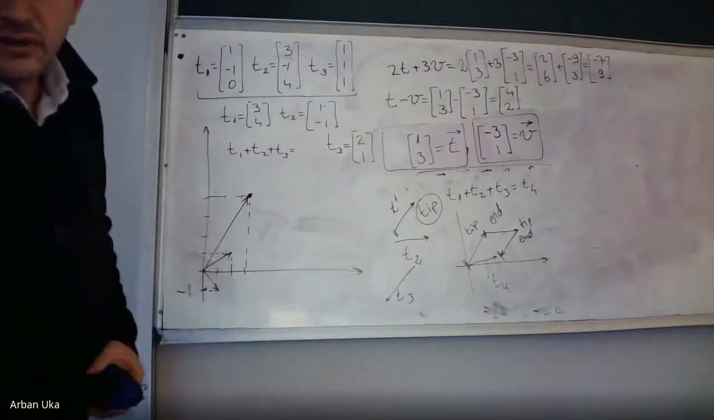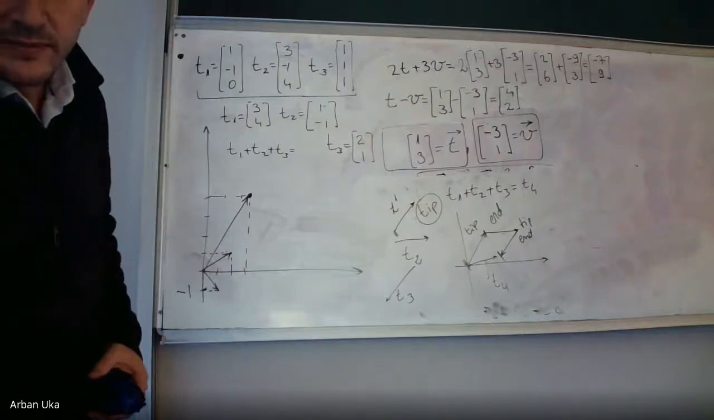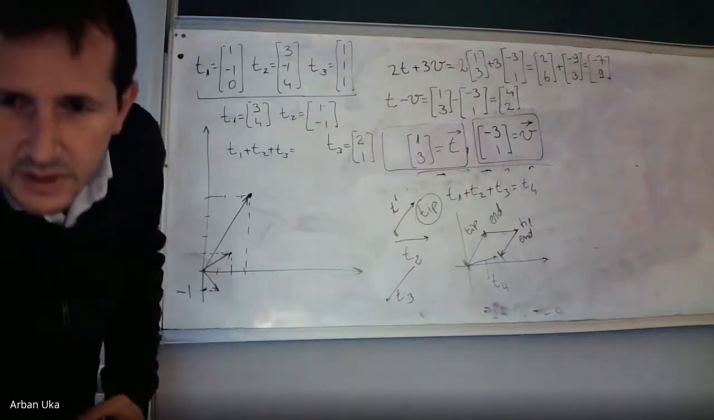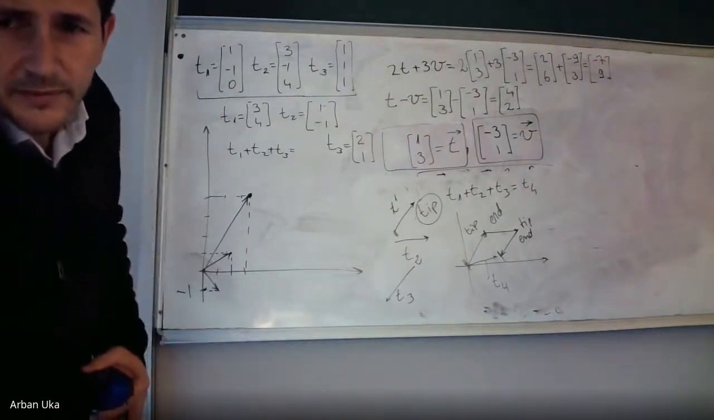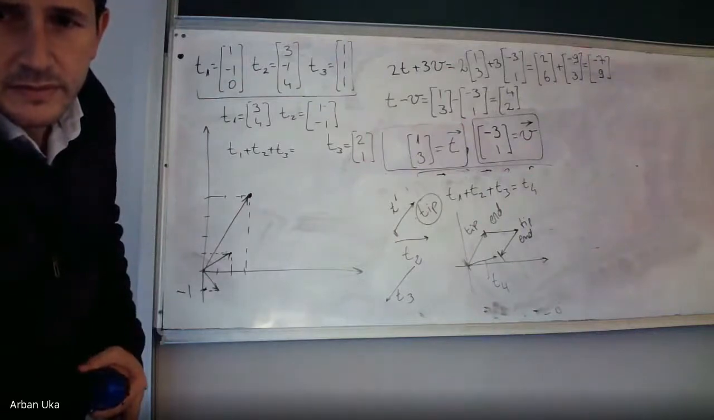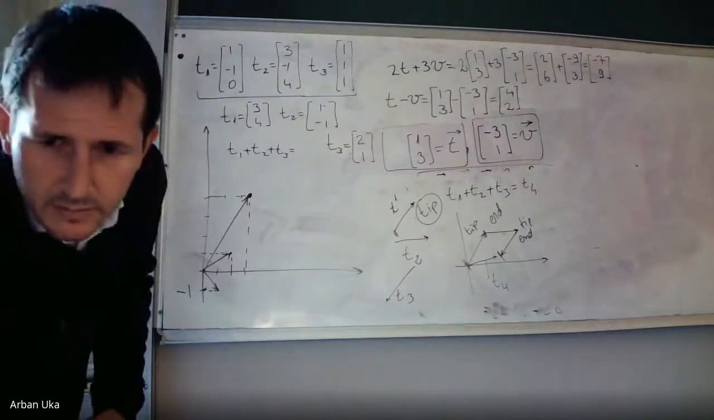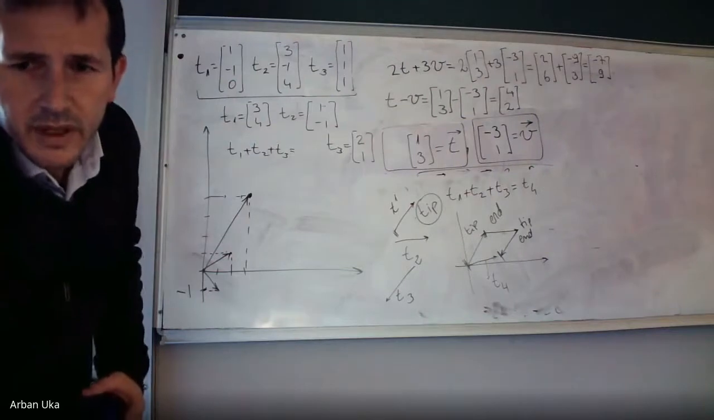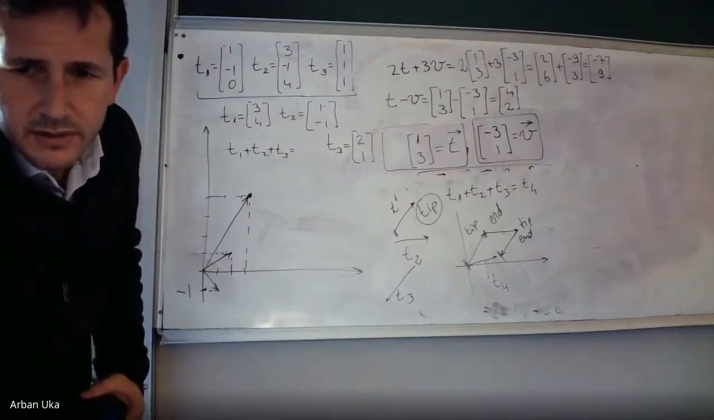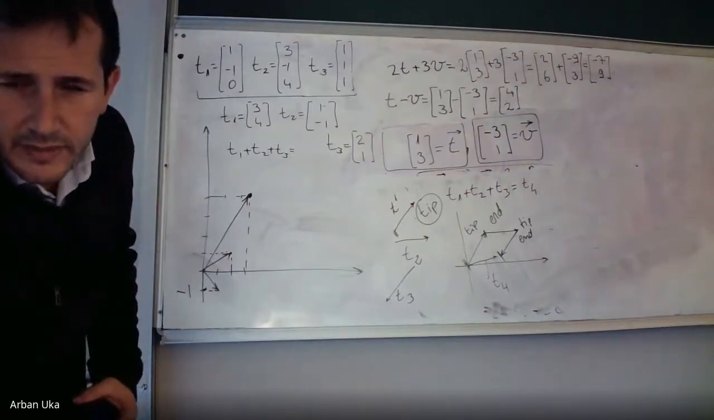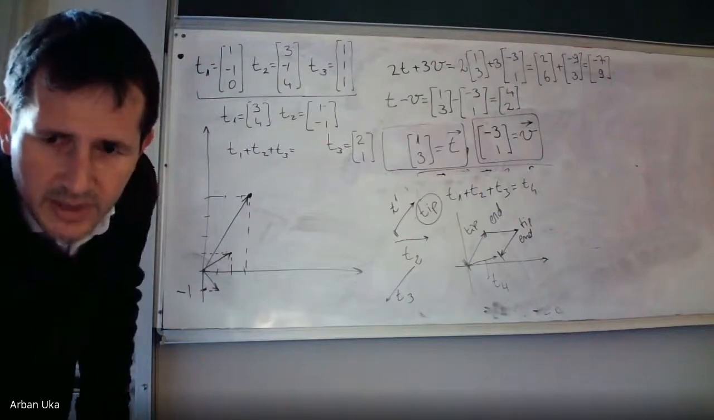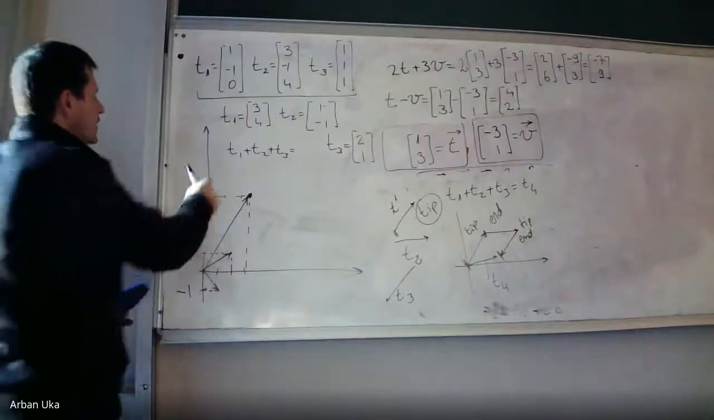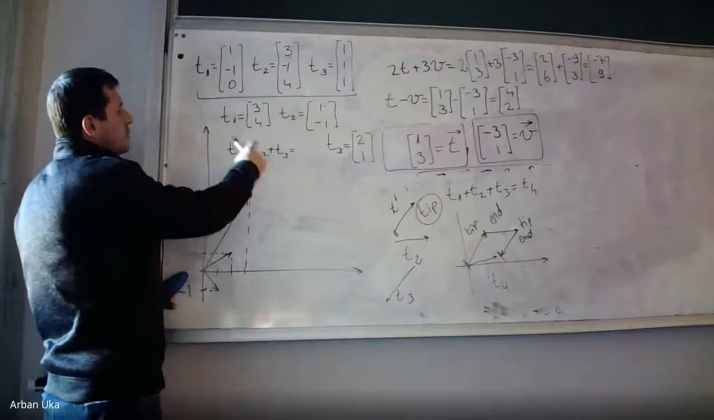Alexandros, I want to ask Alexandros here. Alexandros is not here. Alessio? Yes. Alessio, so what would be the answer here? If you have t1 plus t2 plus t3, what do we get?